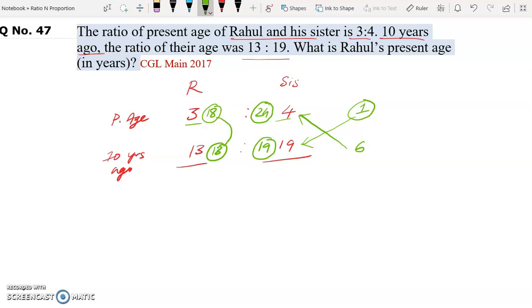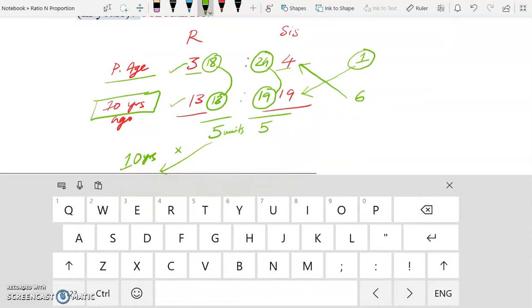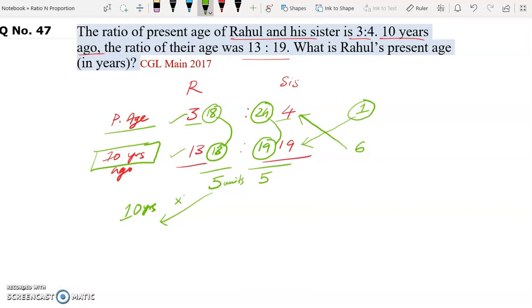Now we will take the difference of these two. 18 minus 13 will give us 5. 24 minus 19 will give us 5. So now the units are same. Now this 5 units will represent what? This will represent 10 years, because the difference between present age and this ratio and this ratio is 10 years. So 5 units represents 10 years. So we are multiplying 5 with 2.